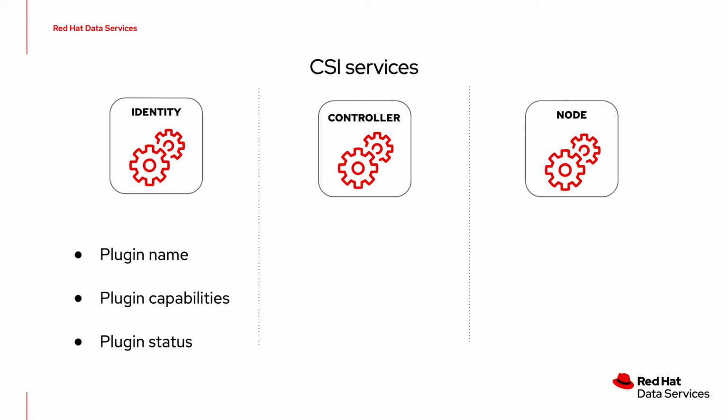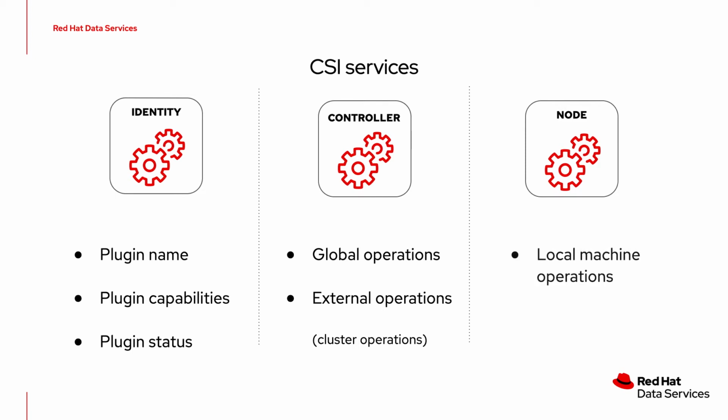The second one is the controller service. The controller service is all about global cluster operations, but it can also be about external operations. For instance, operations that take place on external storage systems. And this is, again, all about cluster operations, and that's done by the controller service. And then the third one is the node service that actually is responsible for local machine operations. That handles the actions on the local machine, but also with regard to containers. So it takes care of mounting volumes, the bind mounts, etc. That's all on the node service.